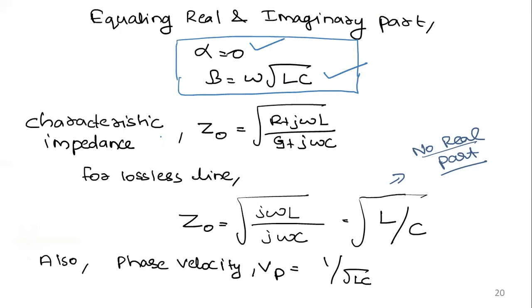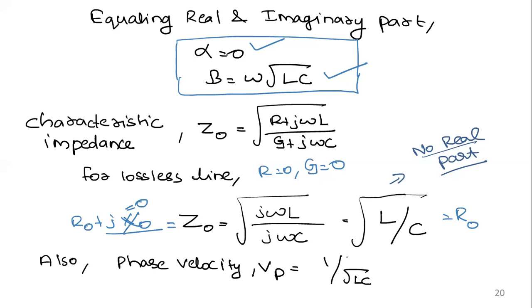And we know that characteristic impedance Z0 is equal to root of (R plus j omega L) divided by (G plus j omega C). And for a lossless line, R is equal to 0, G equal to 0. Then Z0 is equal to root of j omega L by j omega C. So finally, what do you get? You get root of L by C. What does that mean? There is no imaginary part, only a real part. You know that Z0 is equal to R0 plus jX0, but in this expression, X0 is equal to 0, which makes Z0 equal to R0, that is resistive.